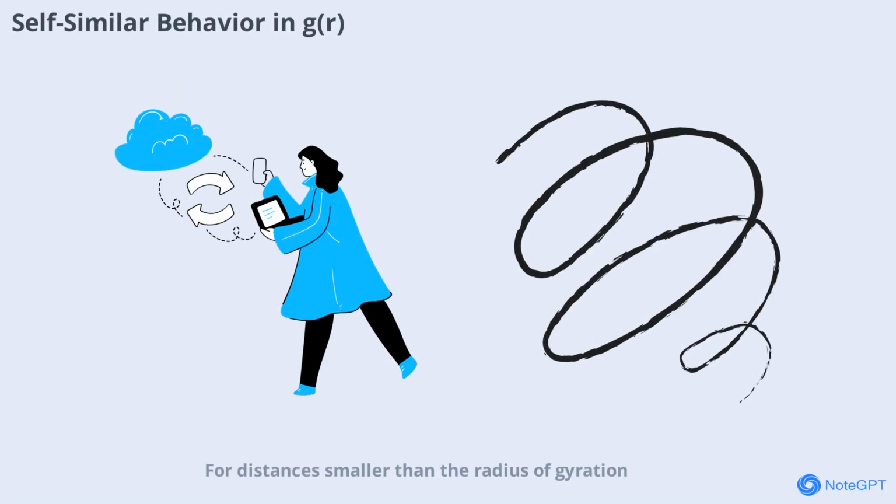For distances smaller than the radius of gyration, the function g(r) is proportional to 1/r. This means that at these scales the polymer's structure is self-similar. The same statistical patterns repeat regardless of how closely you look, as long as you're within the appropriate range.